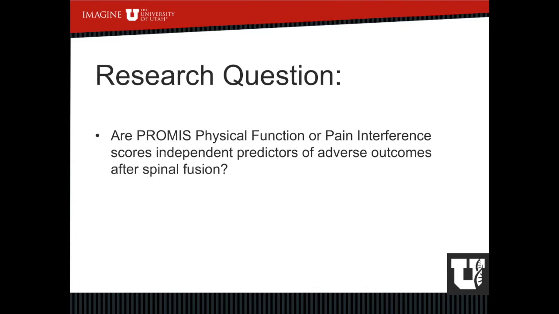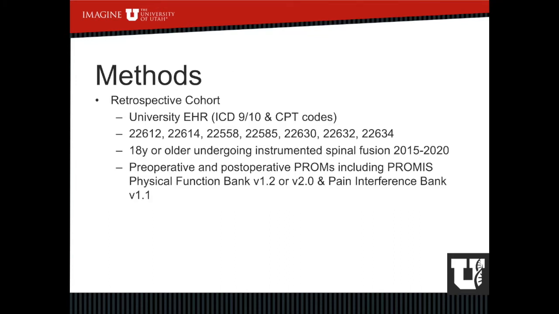So our research question is, are PROMIS physical function or pain interference scores independent predictors of adverse outcomes after spinal fusion? We did a retrospective cohort study based on our spine registry, utilizing the CPT codes below to identify patients undergoing lumbar arthrodesis. We excluded patients with a dirty or contaminated wound class and also excluded trauma patients. And then all these patients had a preoperative and postoperative PROMIS physical function and pain interference score.